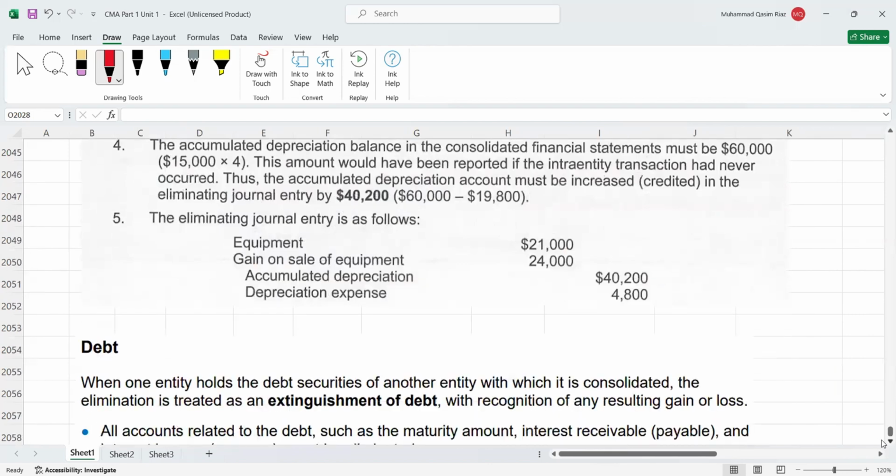You know a gain is usually a credit, so if you want to eliminate it, we will debit. We will debit the gain on sale of equipment $24,000.